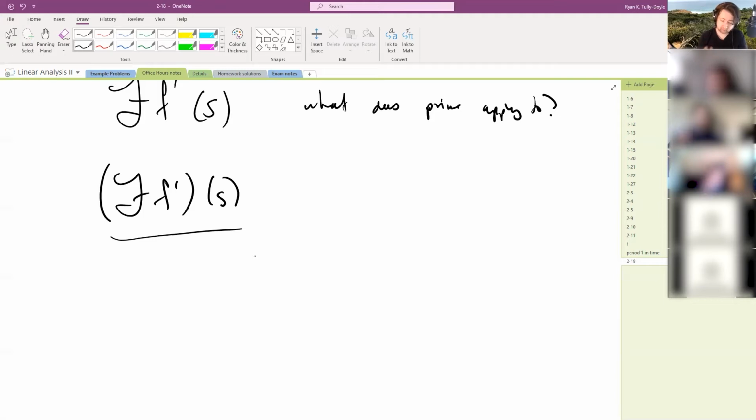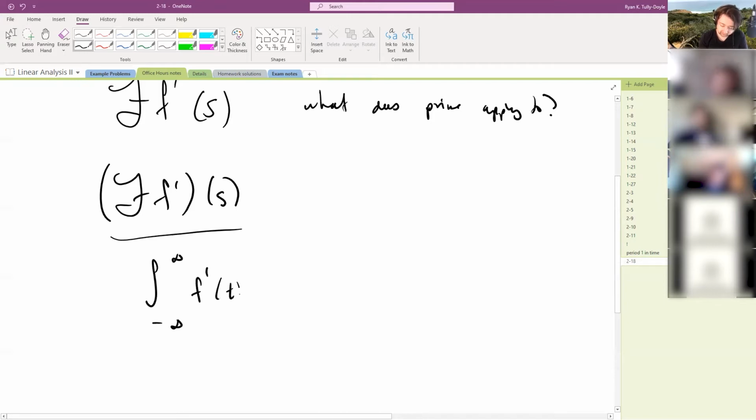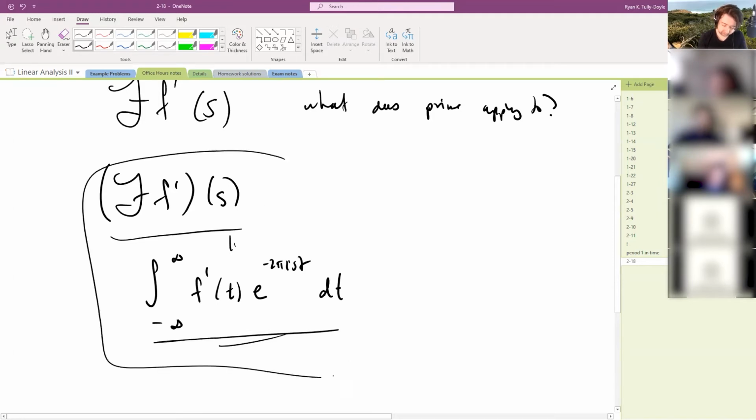So the Fourier transform of f prime is the integral from minus infinity to infinity of f prime of t e to the minus 2 pi i st. Okay, so now I was like, well, how the hell did I write a question that was so hard? I didn't mean to. Now what we're trying to show, this is the left-hand side. All of this is the left-hand side. This is just applying the Fourier transform formula to f prime.